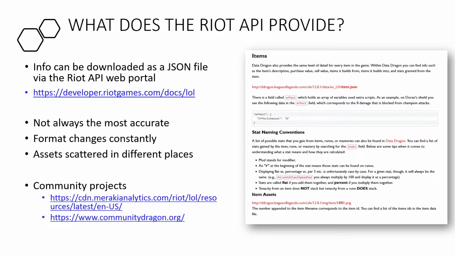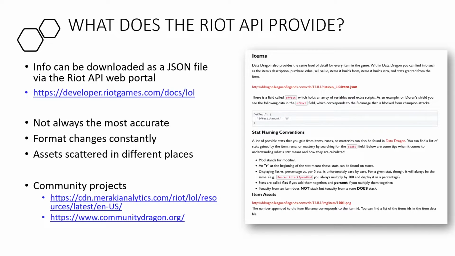What does the Riot API actually provide us? Information can be downloaded as a JSON file via the Riot API web portal. So that's what you're seeing on the image here on the right. The issue with this is it's not always the most accurate. The documentation Riot provides is not necessarily in line with the actual files you download.